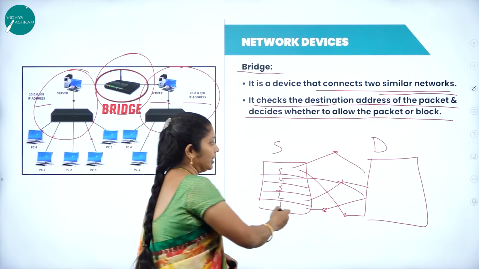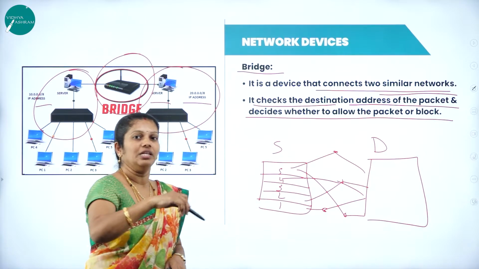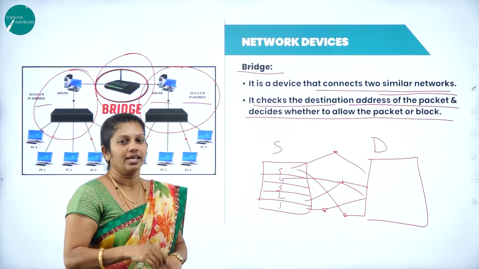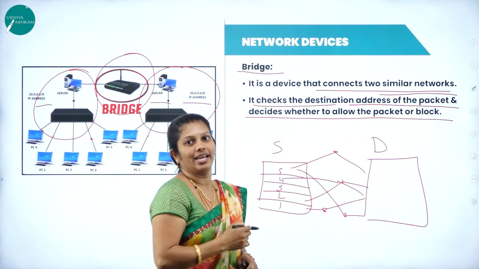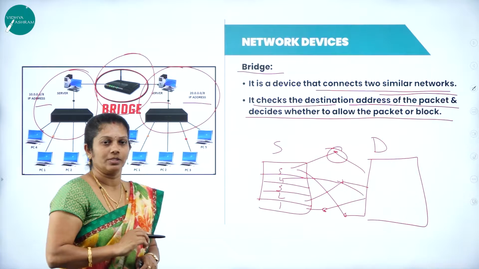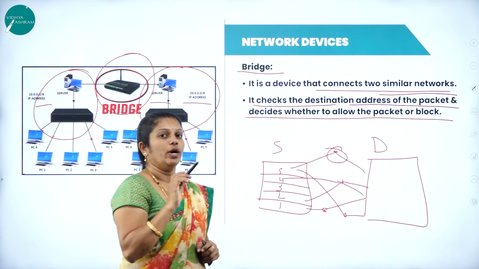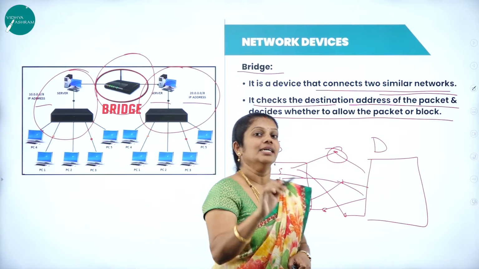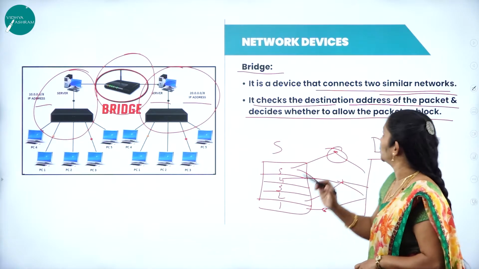After reaching each and every node, it will check whether the destination address is matched or not. If it does not match, then it will move once again. And on that side, it will block the data. Now, is it clear? This is regarding the bridge. The bridge is used to connect similar types of network.